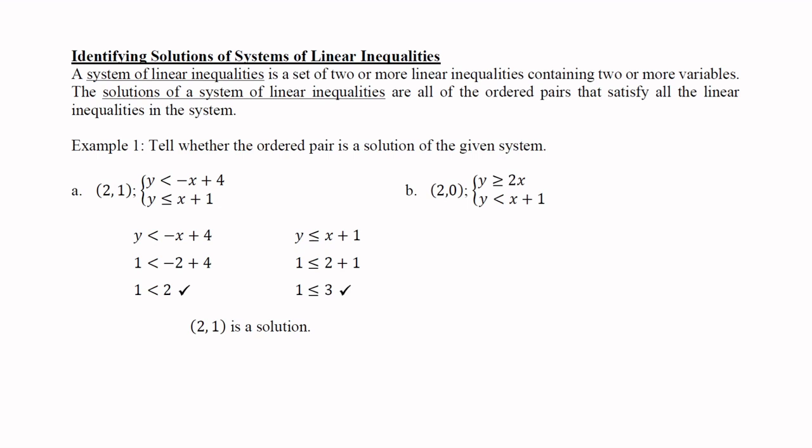For b, we're going to see if this point is a solution to the system. So we are going to plug in our x and y. We get 0 is greater than or equal to 4, which is not true. So we've already determined that this is not a solution to the system. We don't even have to check the second one. But if we were, you would find that it does check out on the second one. But it doesn't matter. If it doesn't check out on both, then it is not a solution.